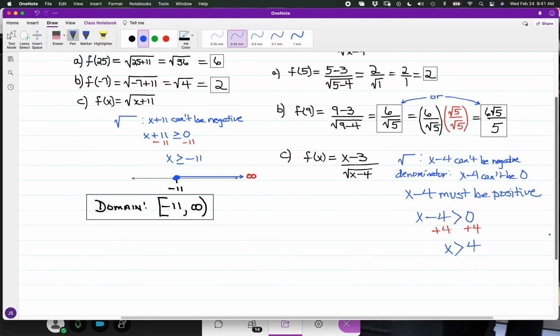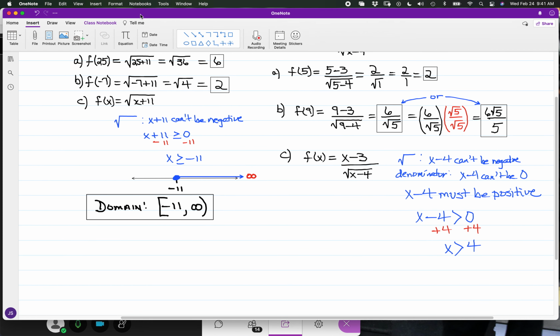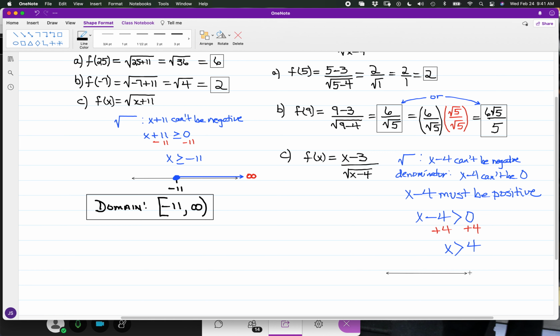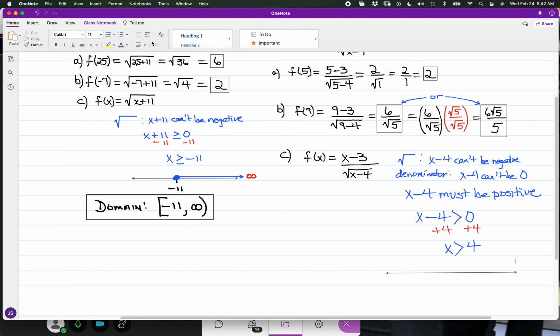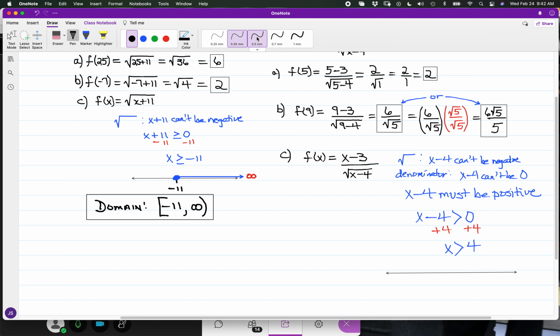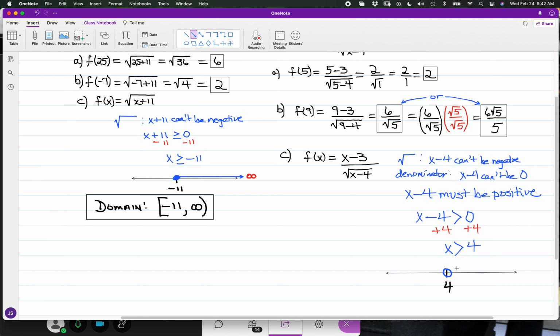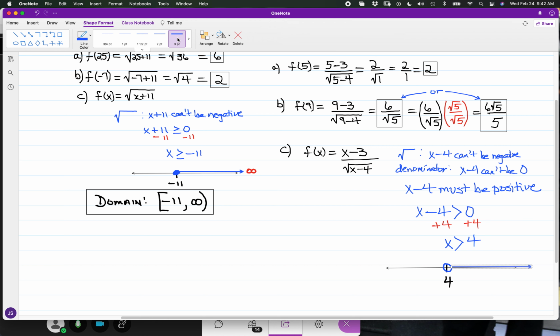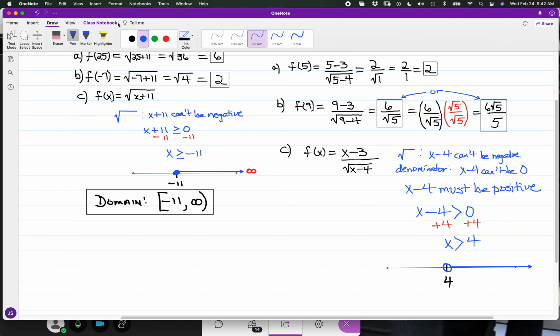And looking at what we have, the number to which the inequality is centered around is 4. And we have x is greater than 4, so 4 is not included. So we have a hole at the location of 4. And then we have a ray that is going to go out to the right and run continuously to infinity.